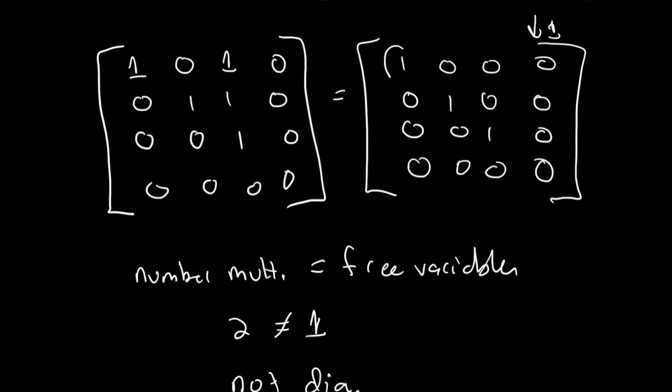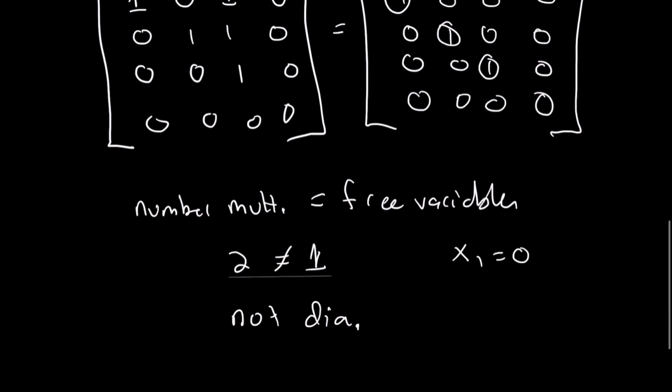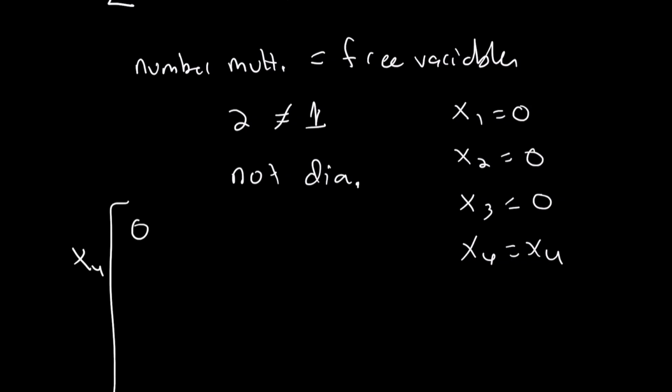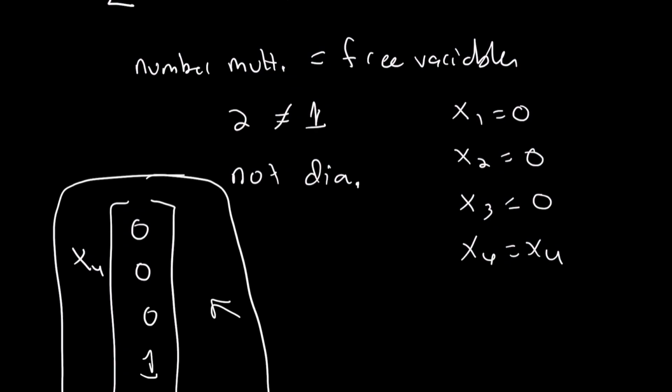Our matrix with these is going to be x1 is equal to 0, x2 is equal to 0, x3 is equal to 0, and x4 is equal to x4. So we can just take the x4 out, and that is going to be 0, 0, 0, 1. And that's the eigenvector. And that is all of our final answers for this problem.